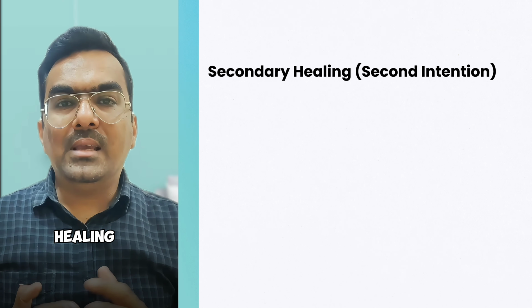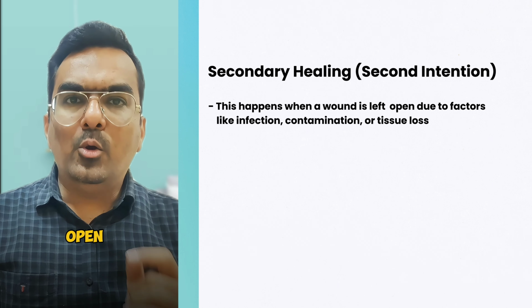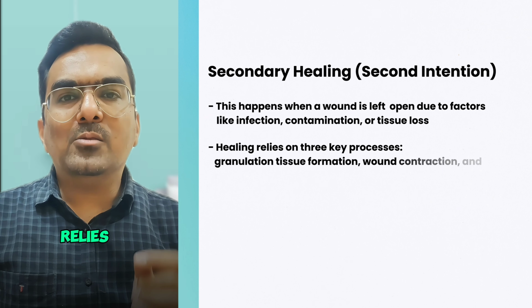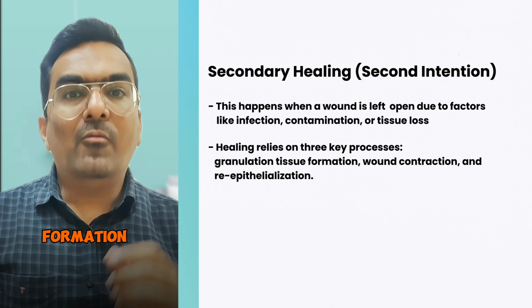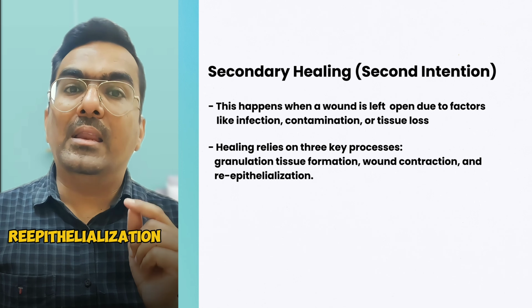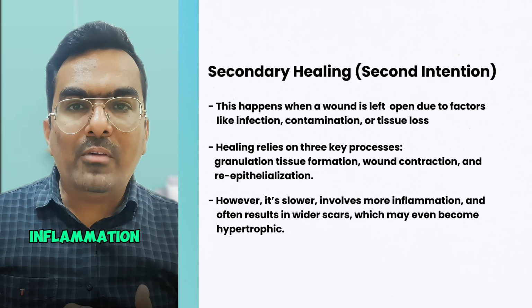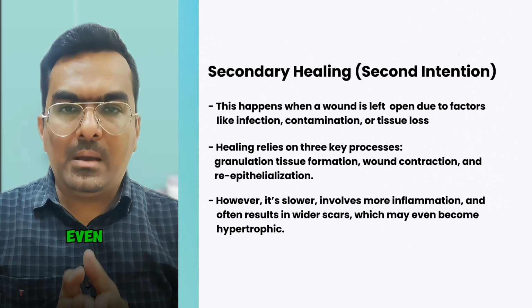Now let's move to the more complex scenario, that is secondary healing, also called as healing by second intention. This happens when a wound is left open due to factors like infection, contamination, or tissue loss. Healing relies on the three key processes: granulation tissue formation, wound contracture, and reepithelialization. However, it is slower, involves more inflammation, and often results in a wider scar which may even become hypertrophic.